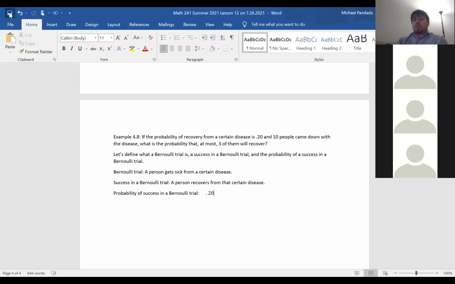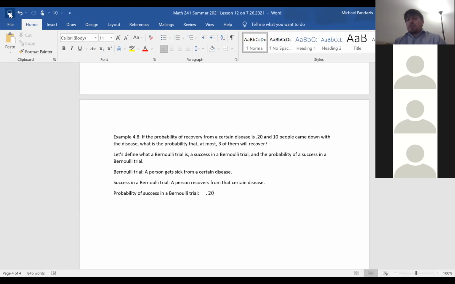We want to find the probability that at most 3 of them will recover, that we have at most 3 successes in 10 Bernoulli trials. But each Bernoulli trial has its own probability of success and failure, right? It's like if I flipped the coin 10 times and said, what is the probability I get at most 3 heads, right?